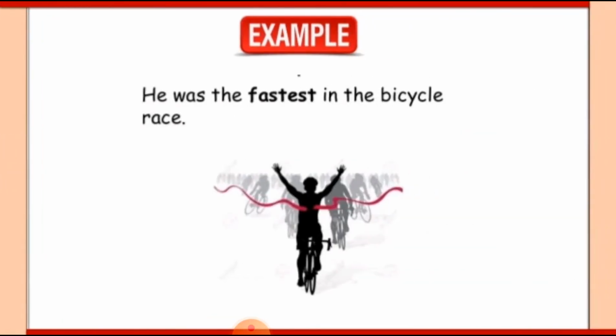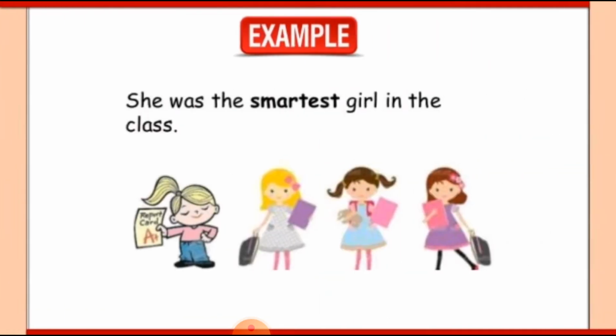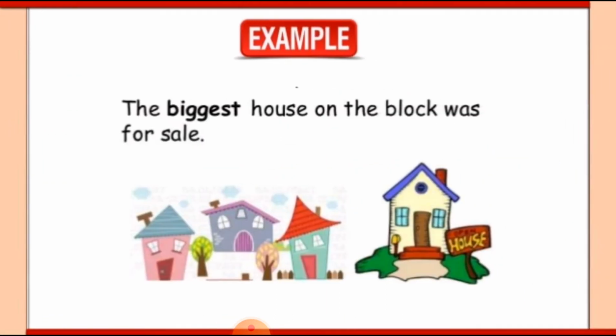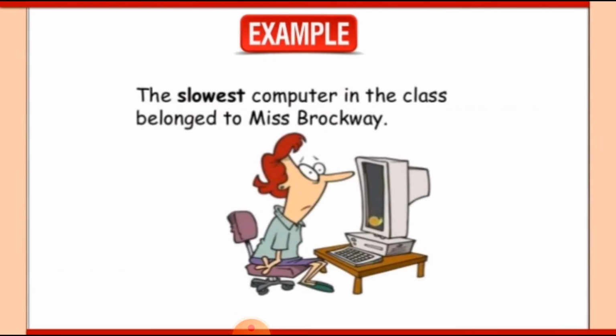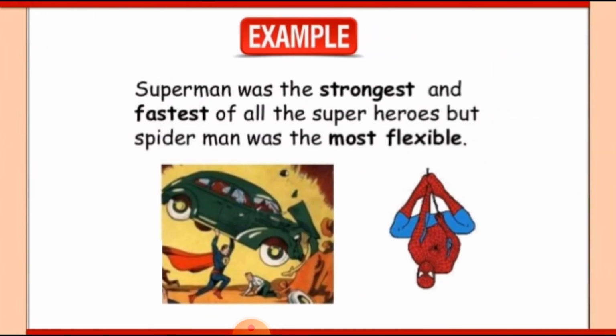For example, he was the fastest in the bicycle race. She was the smartest girl in the class. The biggest house on the block was for sale. The slowest computer in the class belonged to Miss Brookway. Superman was the strongest and fastest of all the superheroes, but Spider-Man was the most flexible.